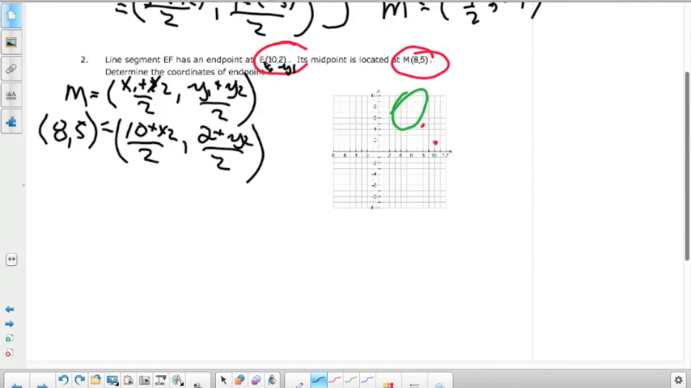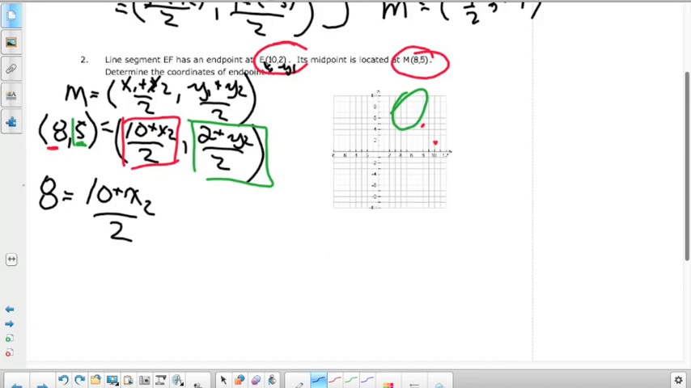So now I'm just solving two equations. This x must equal that, and this y coordinate must equal this y coordinate over here. So we have 8 is equal to 10 plus x2 over 2. That's one equation we need to solve, and the other one is 5 is equal to 2 plus y2 over 2.